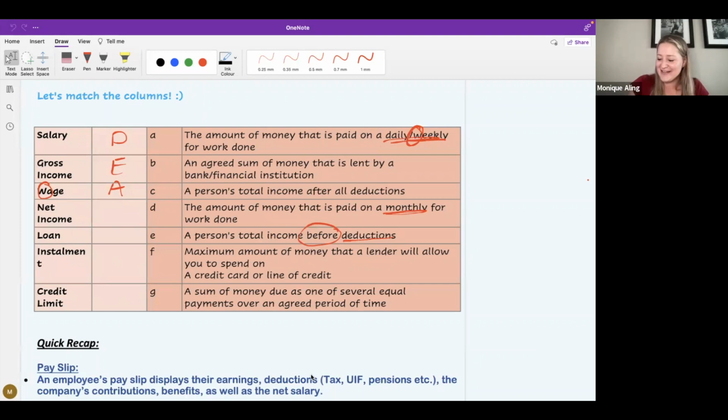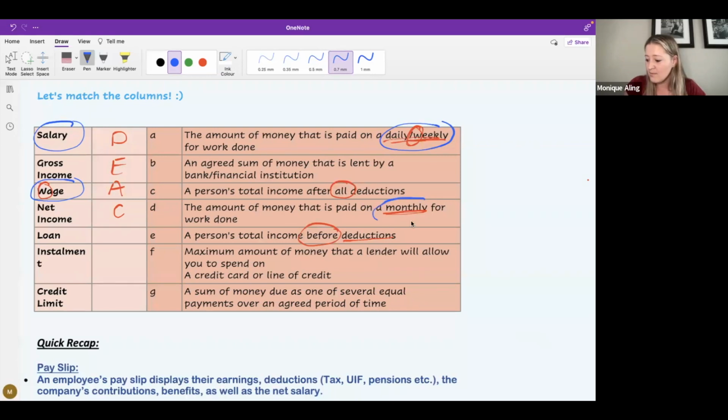Okay, good. So net income is C, keyword after deductions. I don't know if you guys can see that salary and wages are linked together. It's the amount being paid either weekly or monthly. And then gross income and net income are linked together. One's before deductions, one's after. Okay, so gross is before, and then net is after your deductions. Good. Those are four very important definitions.